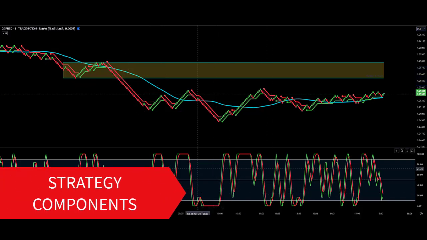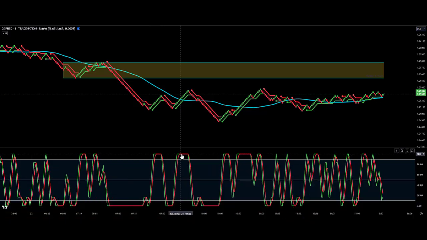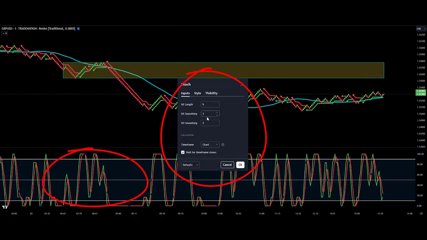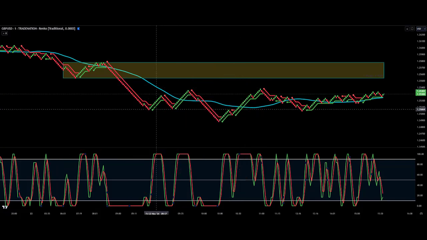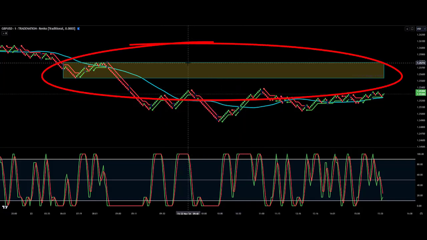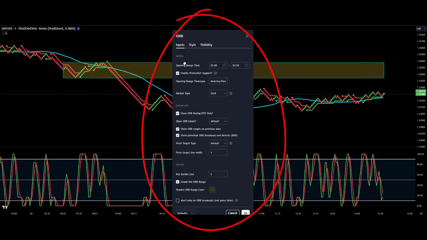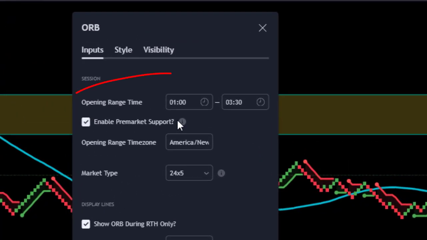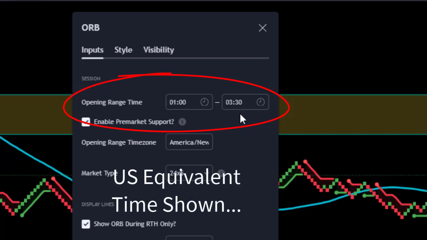So the component parts, let's start at the bottom. We've got the stochastic indicator, settings 5, 3 and 3. We've got our super trend indicator there, settings 14, 3. And this is the important part, it's this block period here. Now this is the orb indicator, which you might have seen on one of my videos about US stocks, but I've utilized it for FX and the London session. So I've set the time here, interestingly, to 6 to 8:30.